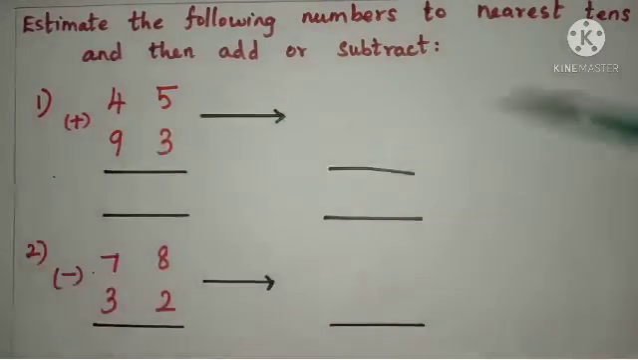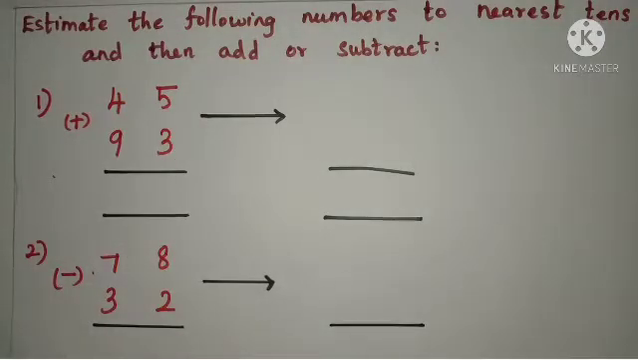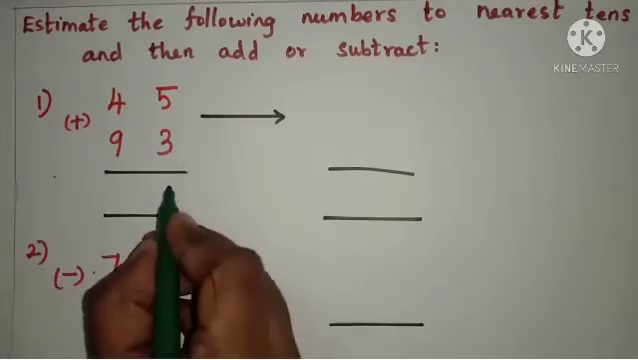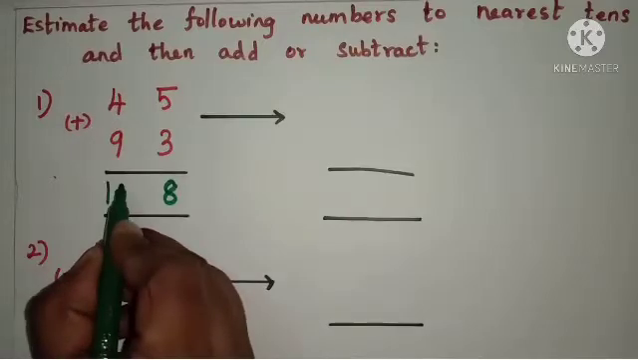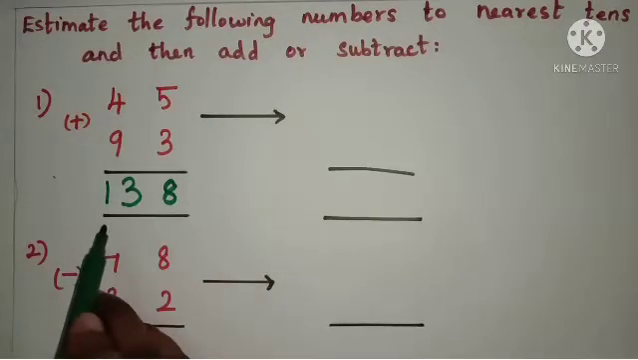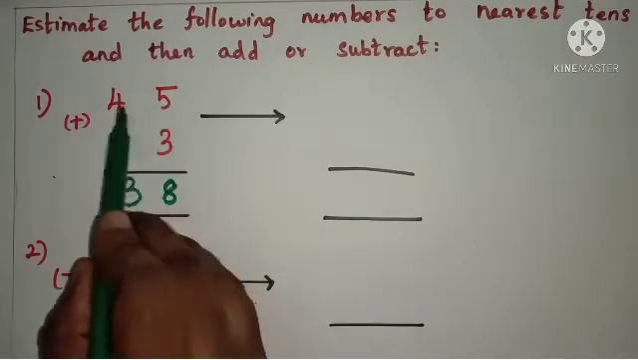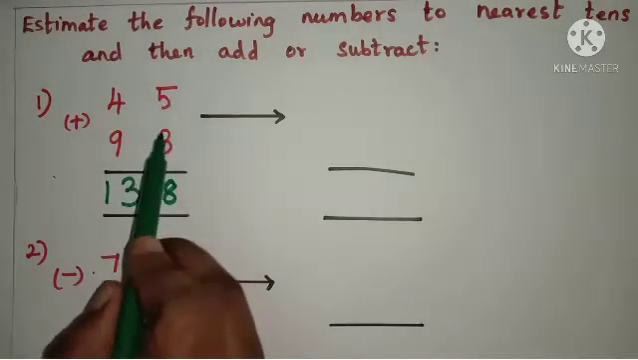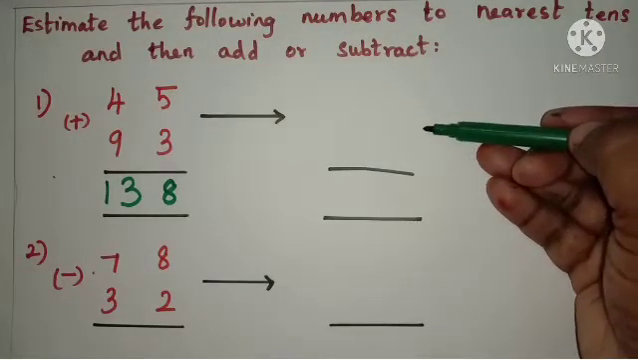Now students, first problem, 45 plus 93 is given. Let us find the actual value. 5 plus 3 is 8. 4 plus 9 is 13. The actual value is 138. Let us find the estimated value. For that, we have to estimate each value and then find the sum of these estimated values.